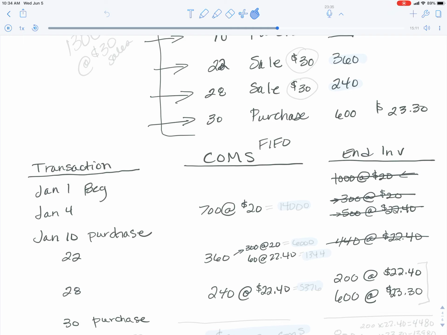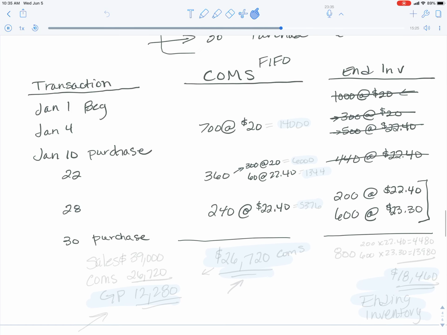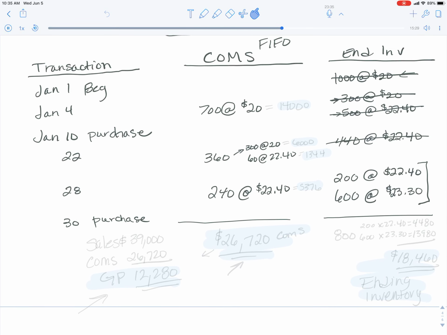Okay, so I think that's all our sales and all our purchases. So now we can total everything up. Let's start with ending inventory. If you're keeping up with crossing everything out as you sell it, the 200 layer and the 800 layer should be our ending inventory. So we have 800 units left in ending inventory.